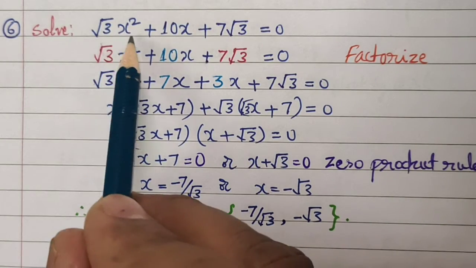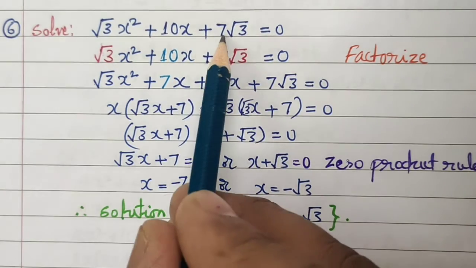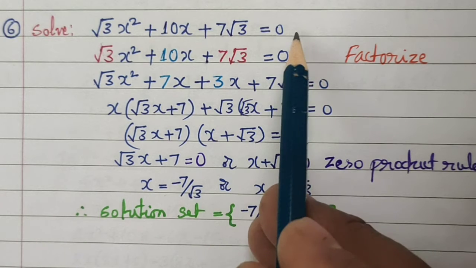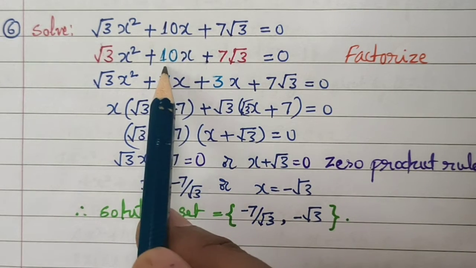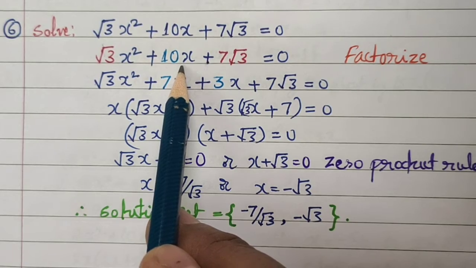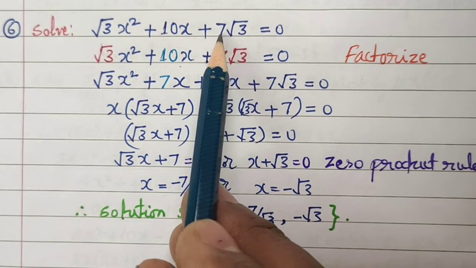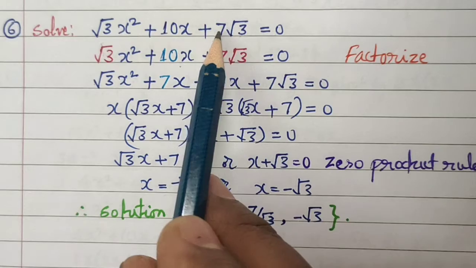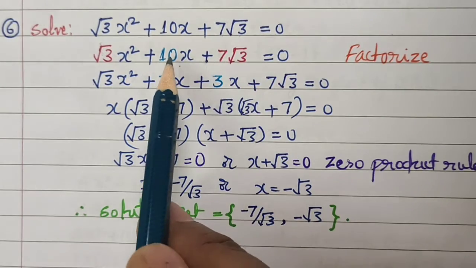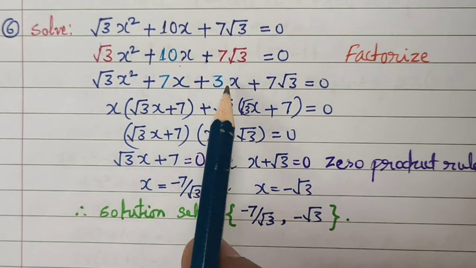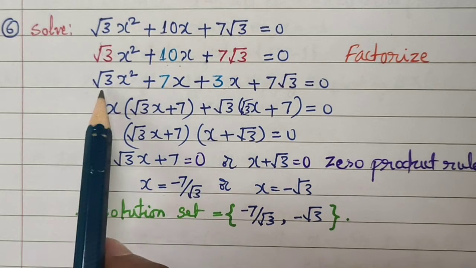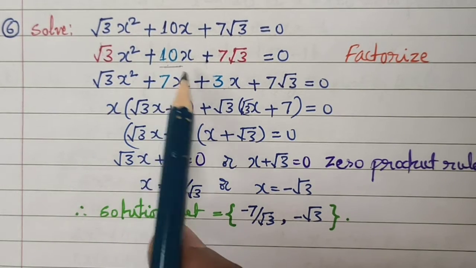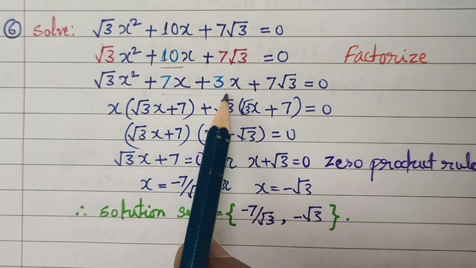Solve √3x² + 10x + 7√3 = 0. This is already in the standard form. Then split this 10x into two parts such that when you multiply, you get 7√3 into √3, that is 7 into 3, that is 21. When you add, you should get 10. 7 plus 3 is 10, and 7 × 3 is 21. So this 10 can be split into 7 and 3.